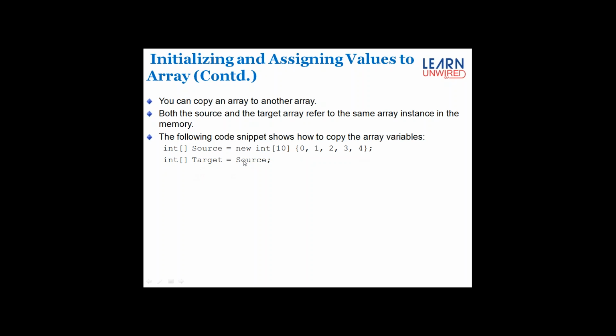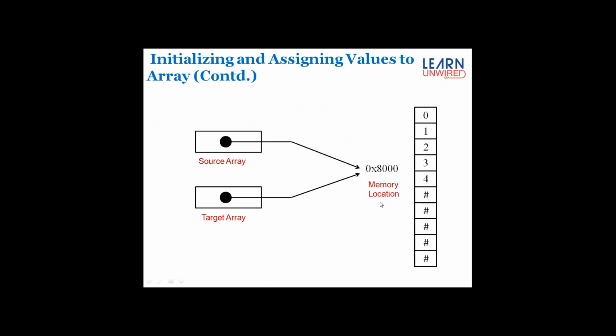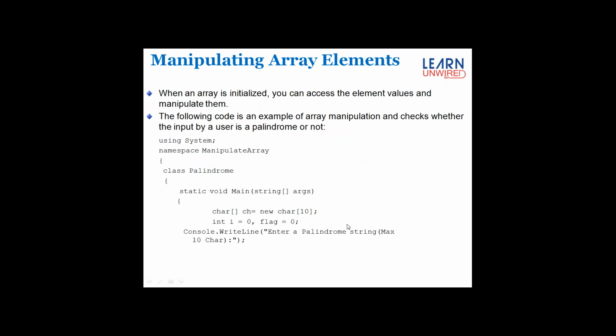And then you may copy the array into another by writing target equal to source. So in this case both target and source will be pointing to the same memory block. So here you may see that this is the memory block. Source and target both are pointing to the same memory location. So we have initialized these blocks. These blocks will be containing 0.